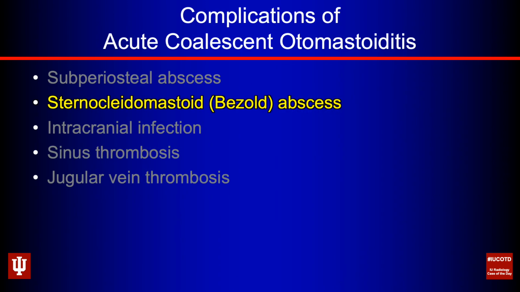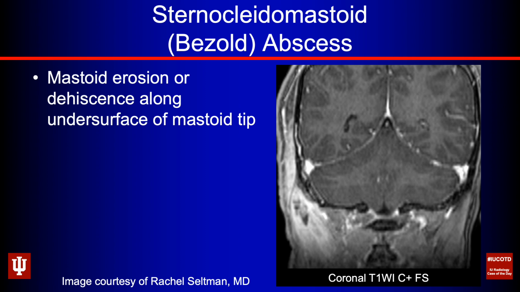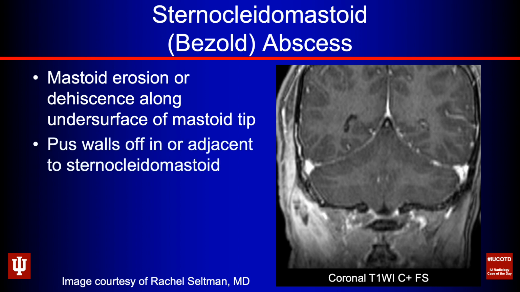Another type of abscess that I hinted at before was a sternocleidomastoid, or so-called Bezold abscess, if you like to name things after people. And this occurs whenever you have mastoid erosion or dehiscence, typically along that undersurface of the mastoid tip, because that's where the sternocleidomastoid itself will attach. And what happens is you get pus that begins to wall off either within the muscle or sort of tracking along those fascial planes of the muscle.